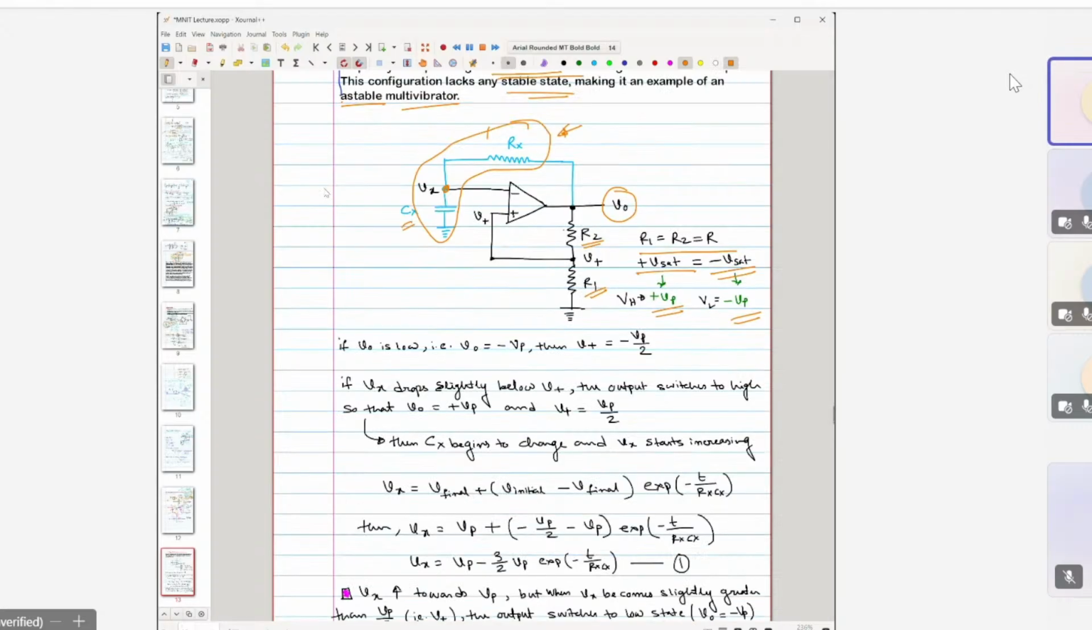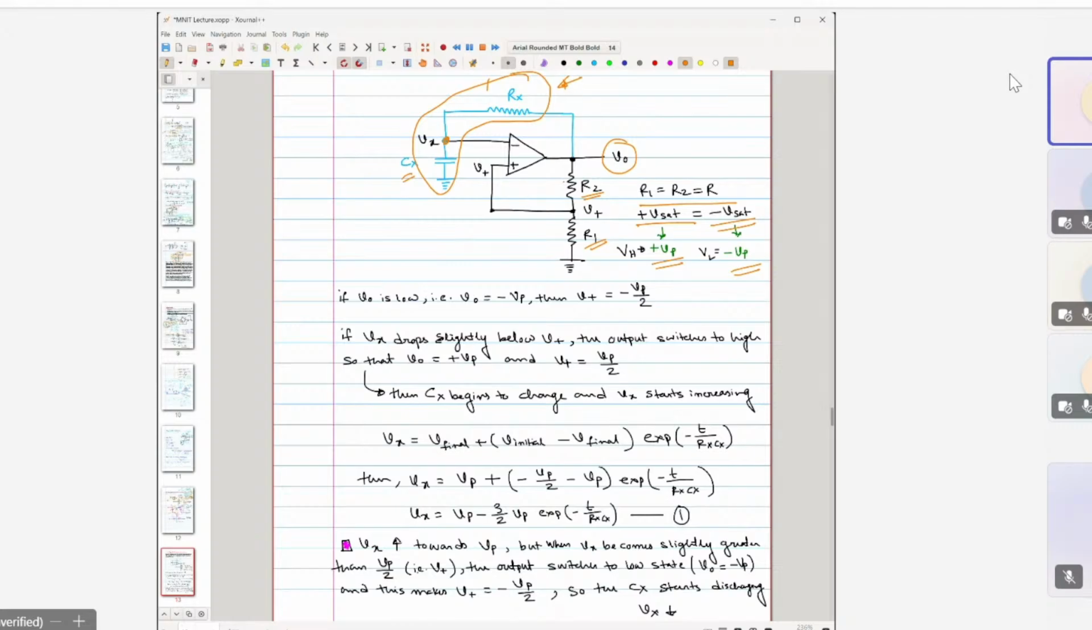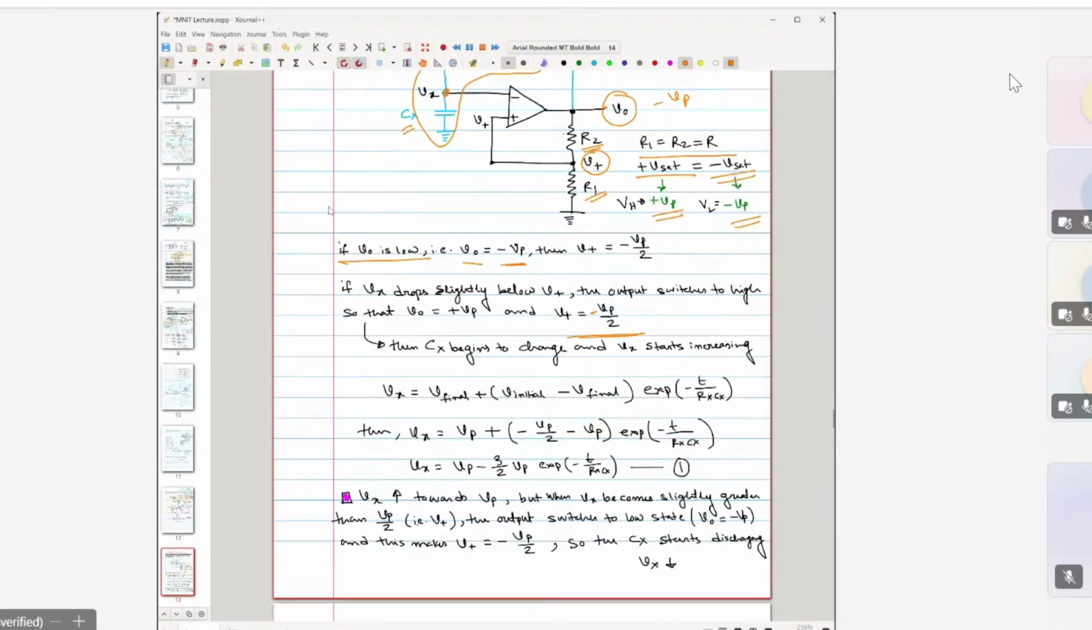Now let us see the operation of this circuit. If V0 is low, this is working as a comparator, then V0 low means V0 would be equal to minus Vp. So what would be the potential here? It is a voltage divider circuit and these two resistances are the same, so it would be just half of it. Actually it would be minus Vp by 2, because the potential is minus Vp, so it is minus Vp by 2.